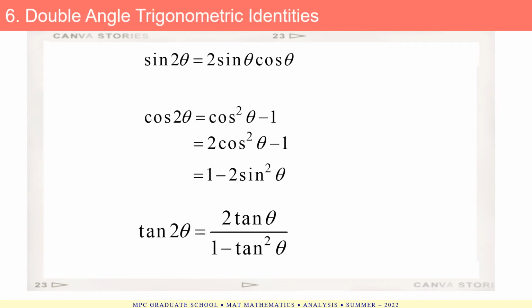Lastly, we have the double angle trigonometric identities. Sine 2 theta equals 2 sine theta cosine theta. And for cosine 2 theta, we have three forms: cosine squared theta minus sine squared theta, 2 cosine squared theta minus 1, and cosine 2 theta is also equal to 1 minus 2 sine squared theta. Tan 2 theta equals 2 tan theta over 1 minus tan squared theta.